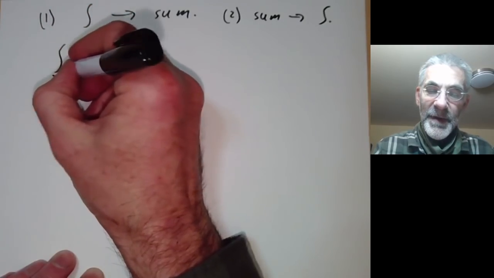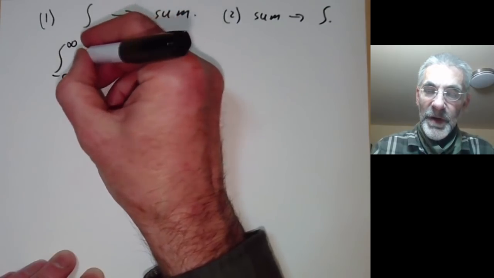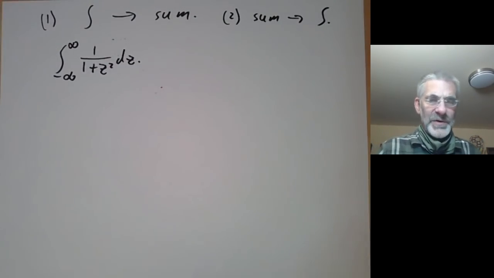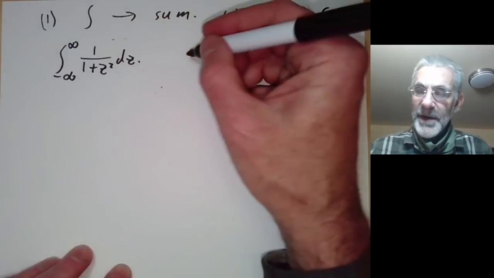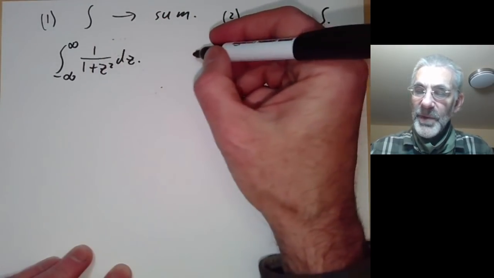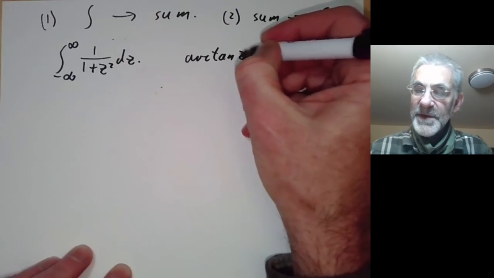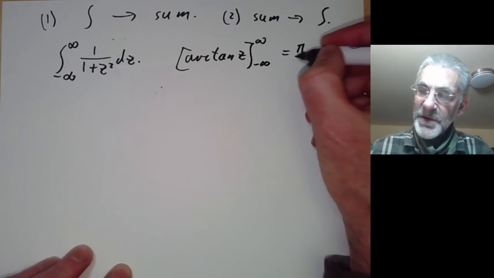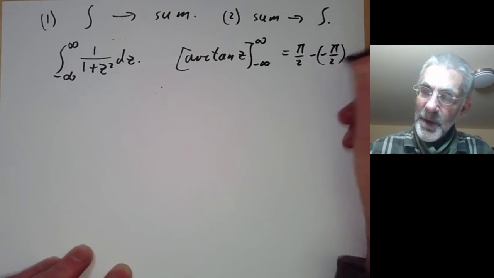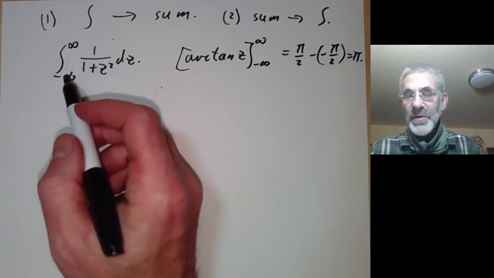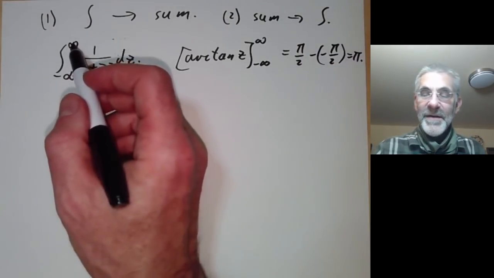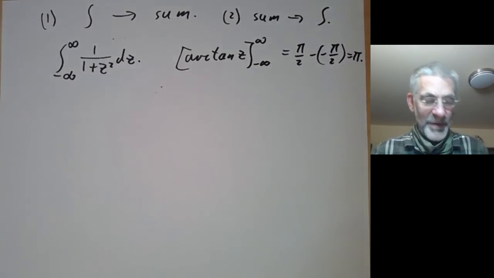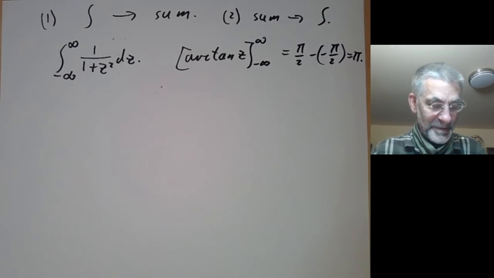Let's just do the integral from minus infinity to infinity of 1 over 1 plus z squared dz. Now, of course, you all know how to do this from introductory calculus. The indefinite integral of 1 over 1 plus z squared is just the arctan of z. So you take the arctan of z from minus infinity to infinity, and this is just pi over 2 minus minus pi over 2, which is pi. And in fact, you can work out the integral from anything to anything else in the same way. So this doesn't really demonstrate the full power of the residue calculus. It's just to get us started.